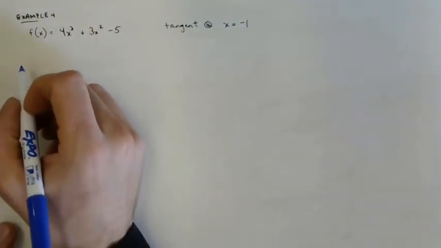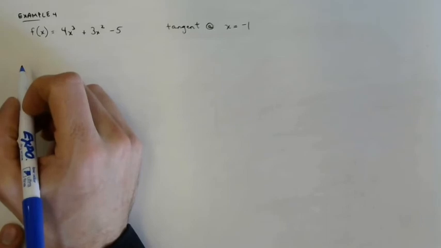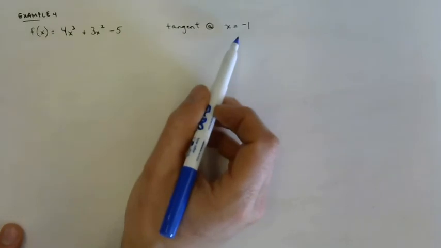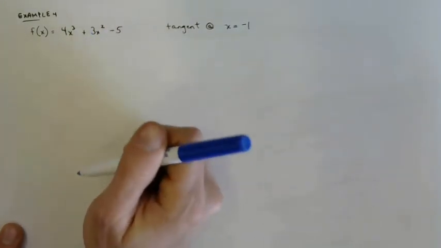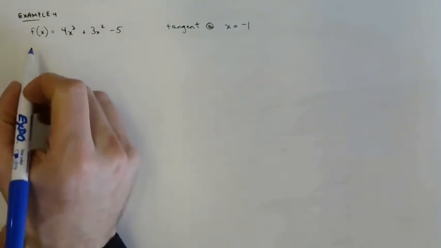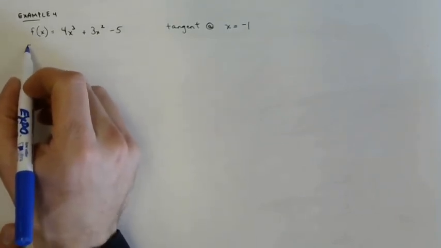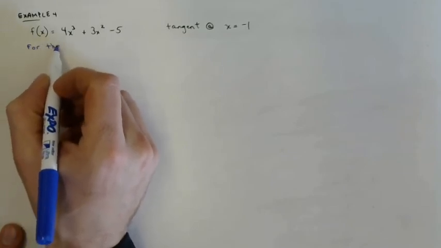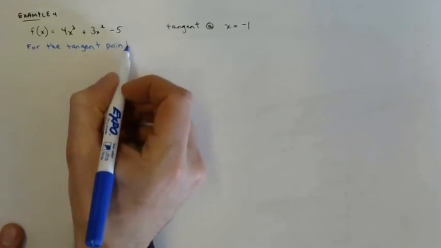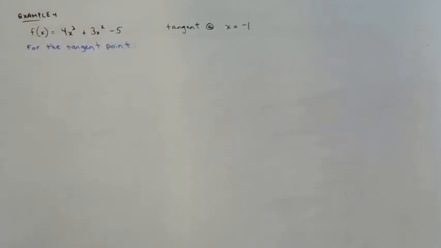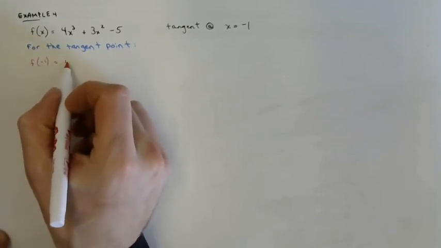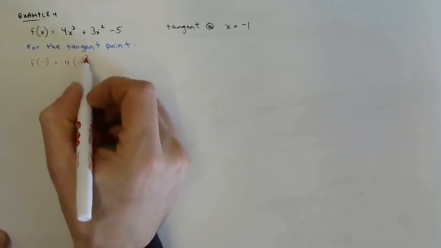Okay, so I'm going to do it a little bit of a different order than your book does, but I'm going to first use this function to find the tangent point, then differentiate it, and then use the derivative to find the slope. Okay, so I am going to right away find the tangent point. What do I need to do? I just need to sub -1 into my original function. So wherever I see an x, I'm plugging in -1.